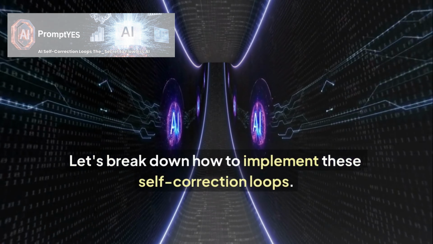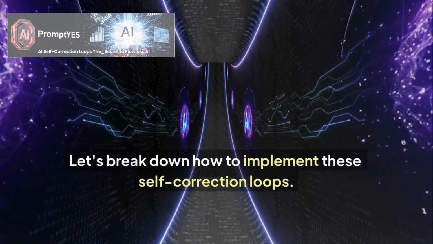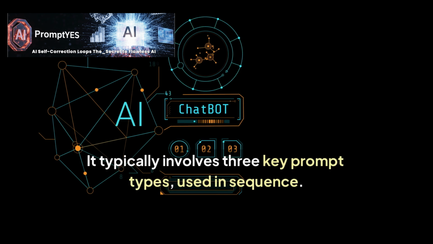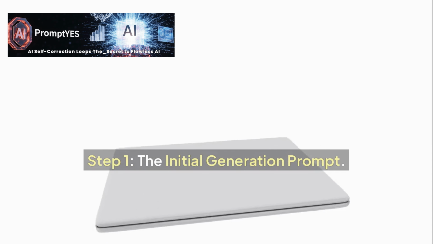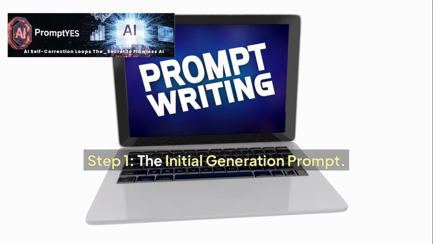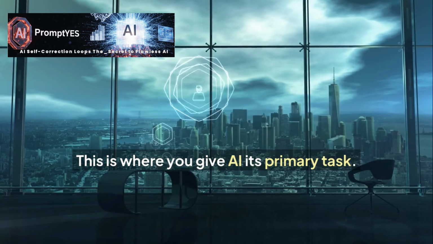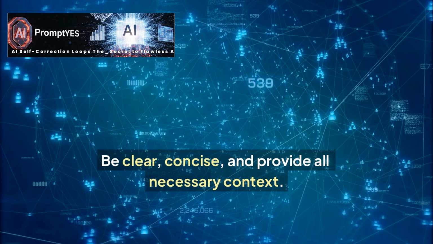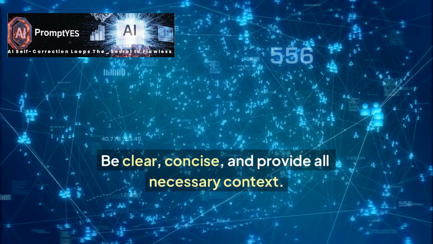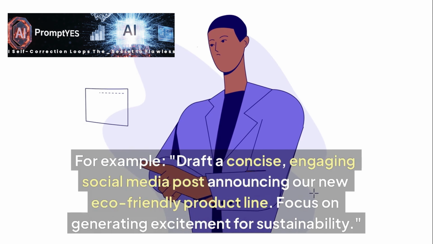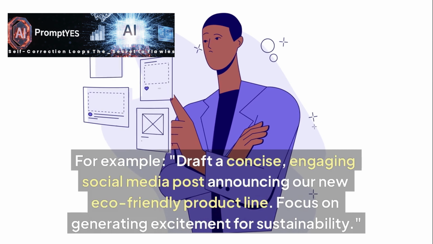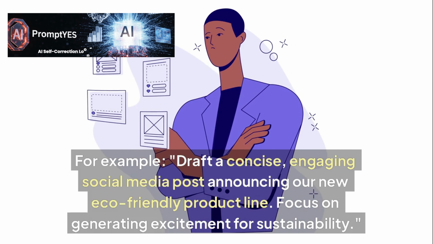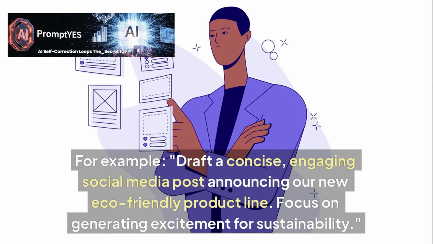Let's break down how to implement these self-correction loops. It typically involves 3 key prompt types, used in sequence. Step 1. The initial generation prompt. This is where you give AI its primary task. Be clear, concise, and provide all necessary context. For example, draft a concise, engaging social media post announcing our new eco-friendly product line. Focus on generating excitement for sustainability.